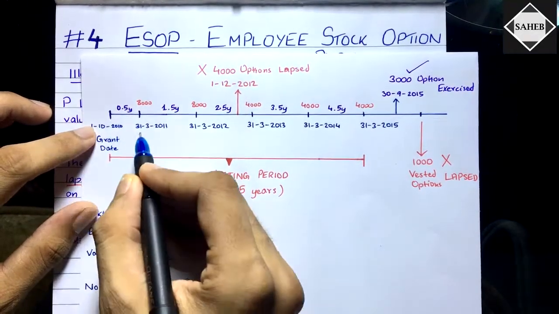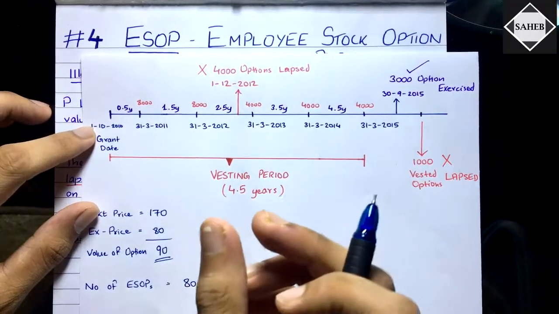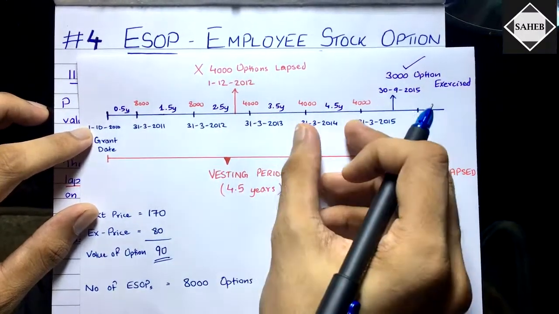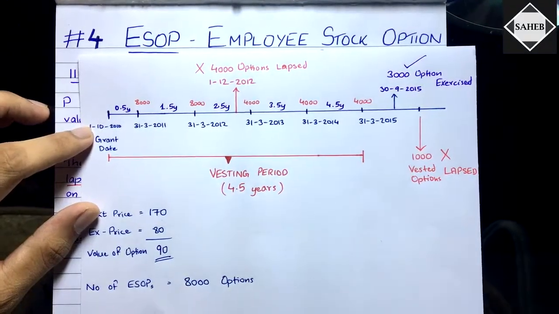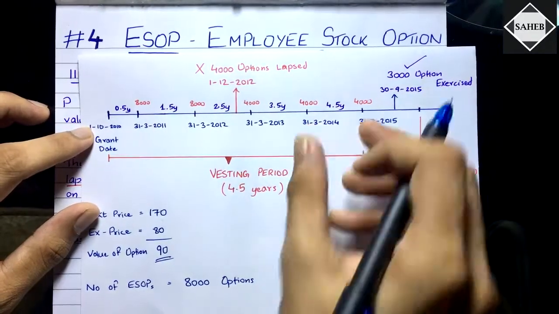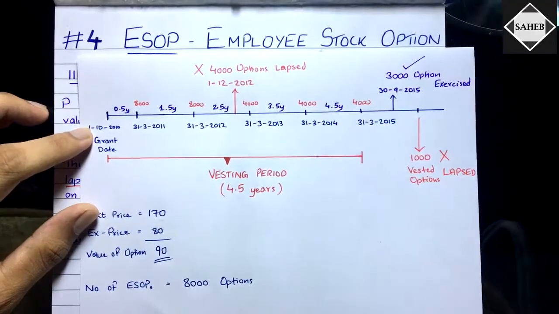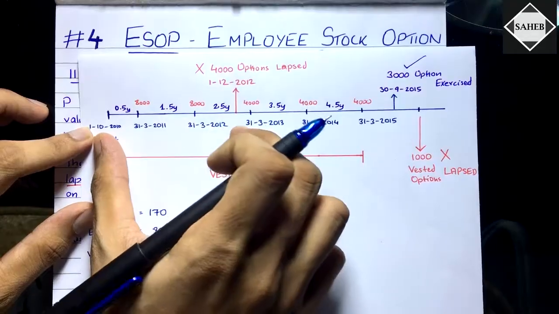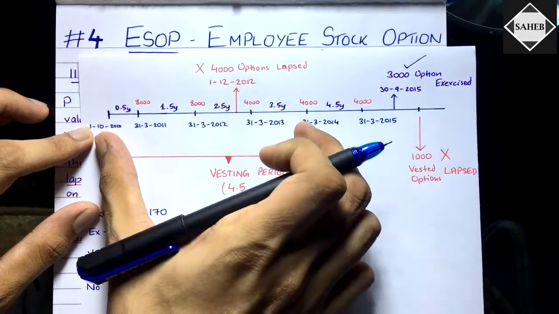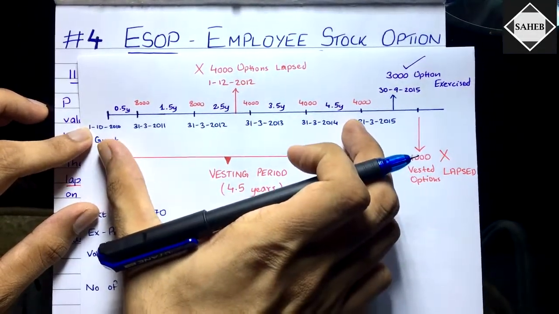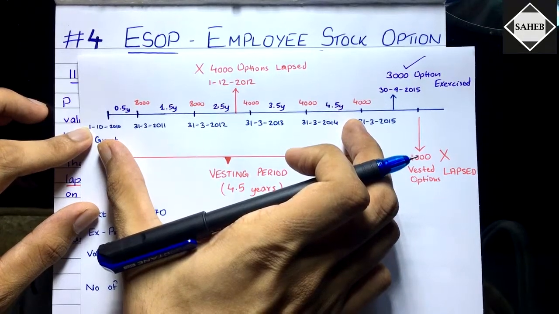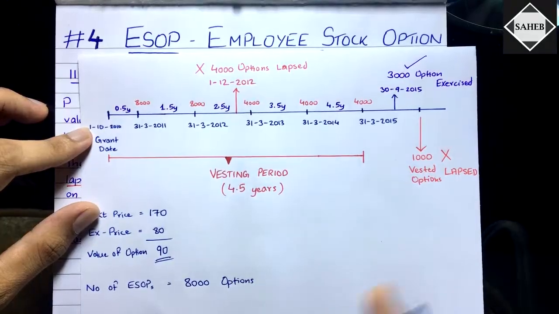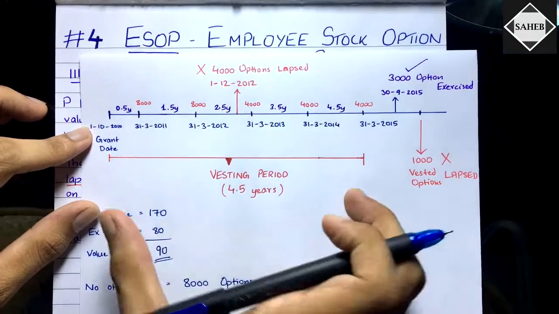October. So till 31st March, okay, 0.5 year, half year has been passed, then 1 year, 2 year, 3 year, 4 year. Sorry, not 5 year, 4.5 year. Yeah, this is the 4th year actually. So as you can see, 0.5 year has been passed, 1.5 year, 2.5 year, 3.5 year, and then finally the whole vesting period 4.5 year has been passed till 31st March 2015, right? So this is the entire vesting period.